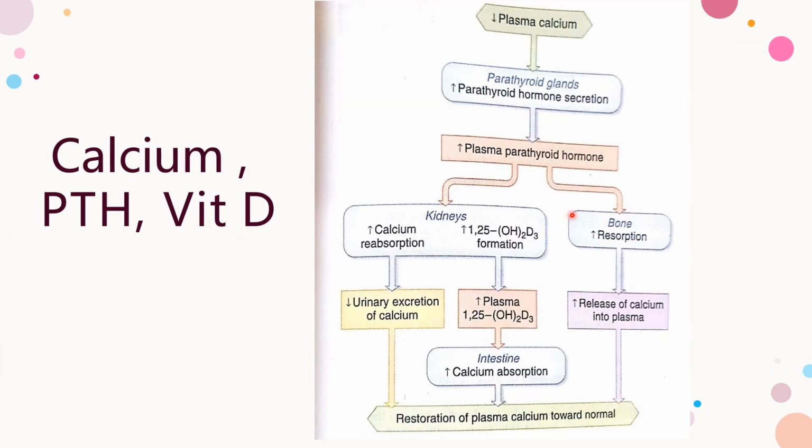So again, decreased plasma calcium or hypocalcemia is the main stimulus for parathyroid hormone secretion. So that will cause increased calcium reabsorption from kidney and increased 1,25-dihydroxycholecalciferol formation, and in bones it helps in increased resorption of calcium, leading finally to restoration of plasma calcium towards the normal value.